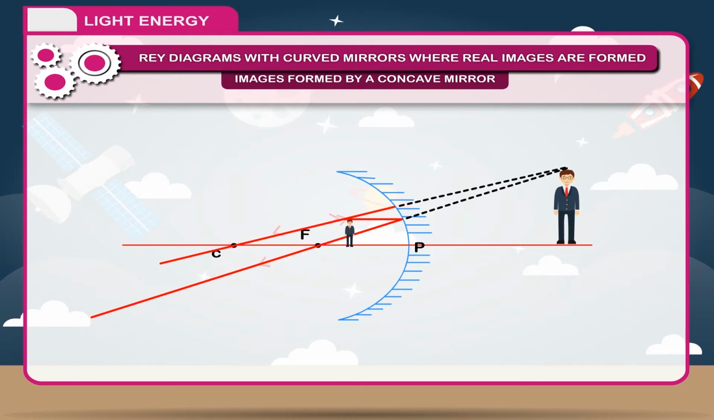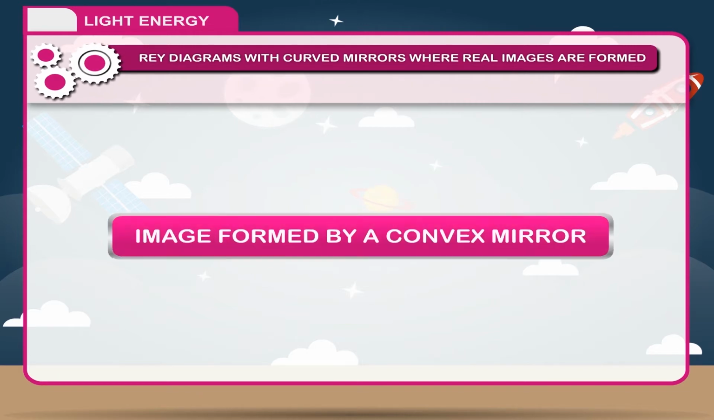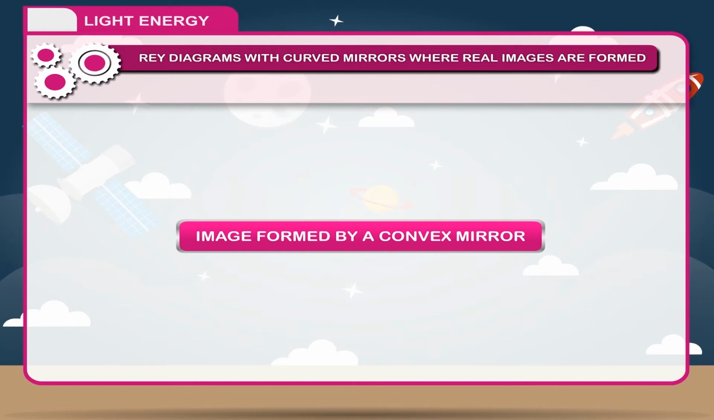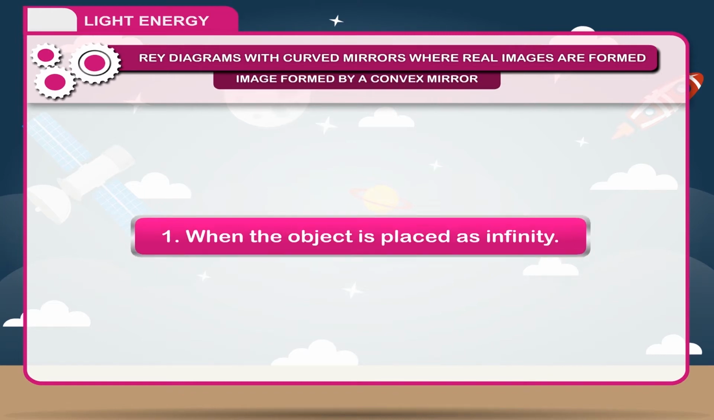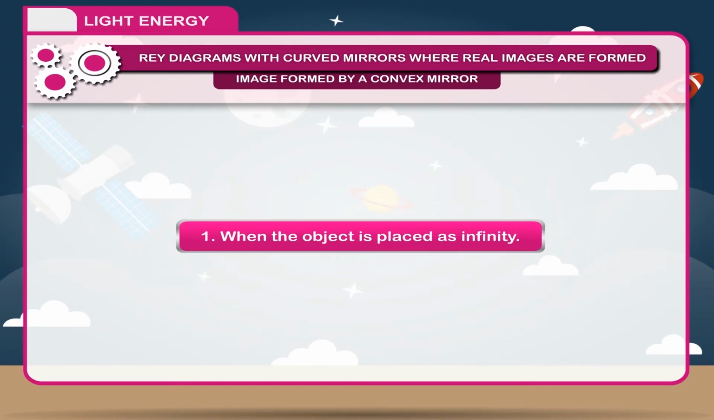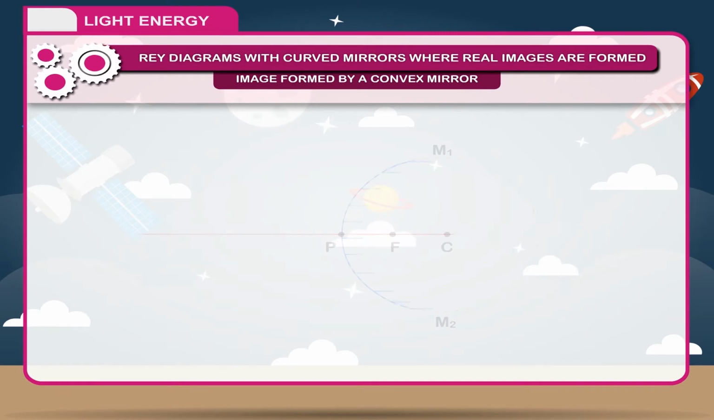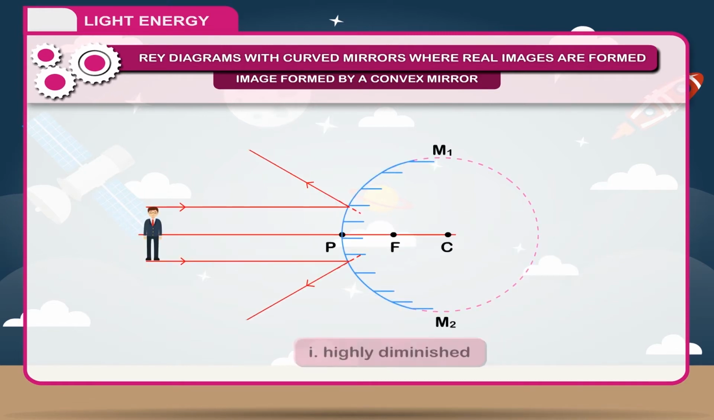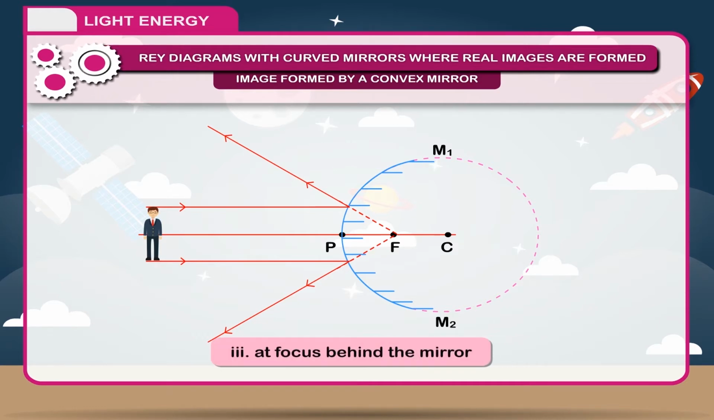These are shown by dotted lines. Images formed by a convex mirror. 1. When the object is placed at infinity, the image formed is: 1. Highly diminished. 2. Virtual and erect. 3. At focus behind the mirror.